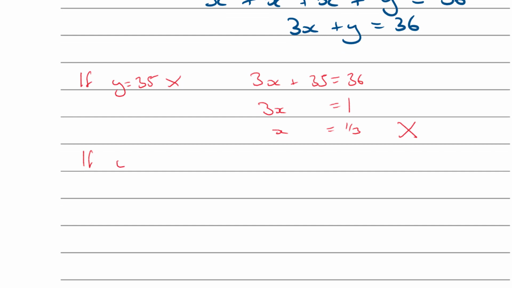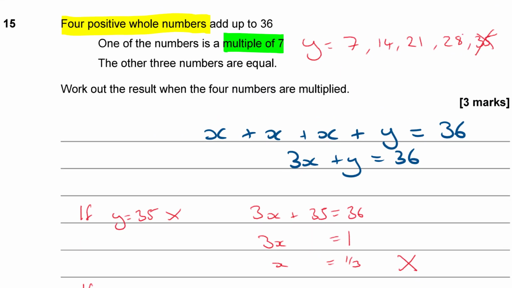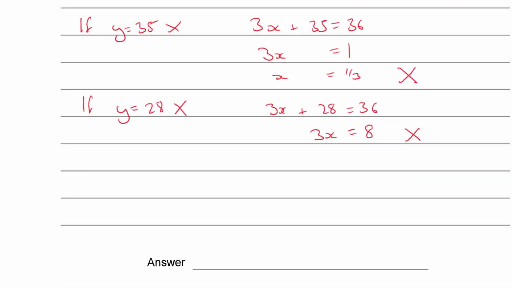So if y equals 28, then 3x plus 28 would be equal to 36. Now the difference between 28 and 36 is 8, isn't it? So 3x would be 8. And again, 8 is not divisible by 3, so that is not going to give me a whole number. So that doesn't work, so 28 doesn't work either. Let's try our next option. So 28's out. What about 21?